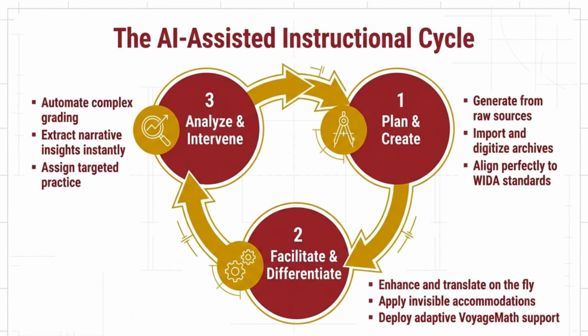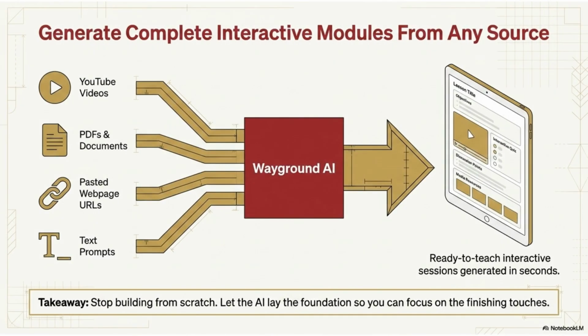This AI-assisted instructional cycle involves 3 key steps: plan and create, facilitate and differentiate, and analyze and intervene. The AI automates complex tasks in each of these phases, streamlining your workflow. You can generate complete interactive modules from any source, including YouTube videos, PDFs, web pages, or text prompts. Stop building from scratch. Let the AI lay the foundation so you can focus on the finishing touches.